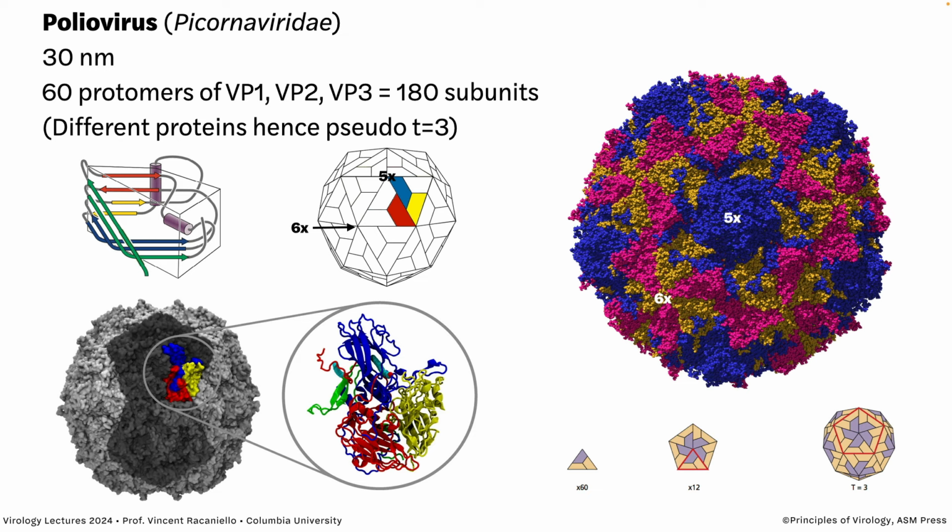All right, so here's an example of a T equals 3 virus, poliovirus. It's an icosahedral capsid made up of 3 subunits per structural unit, so it's T equals 3. Now, it turns out that those 3 proteins are different. They're called VP1, 2, and 3. So this is actually pseudo T equals 3 because to be T equals 3, they have to be identical. But they're similar enough that it's still a T equals 3. 3 subunits per structural unit, T equals 3, 180 total subunits. And that's the particle here with its 5-fold and 6-fold axes of symmetry because it's a T equals 3 particle.